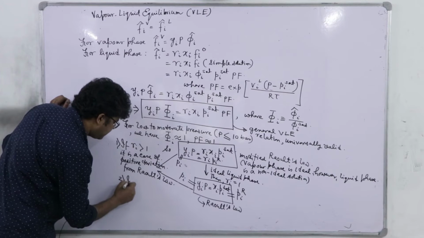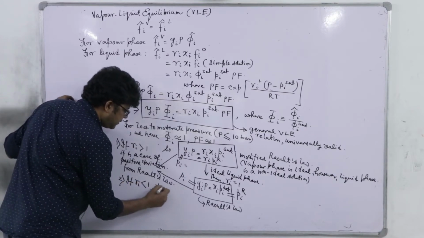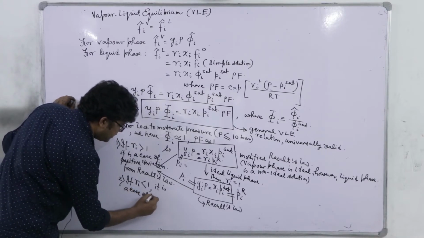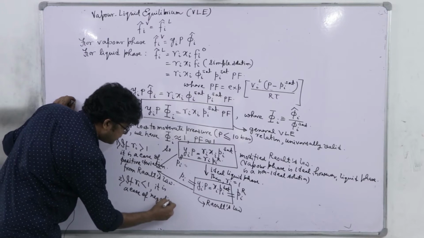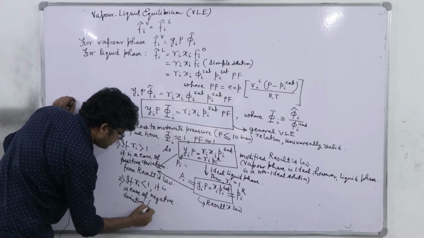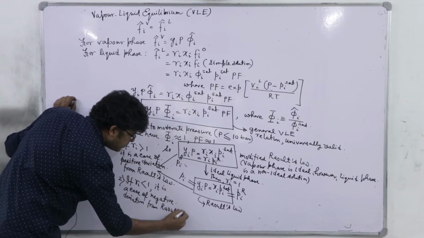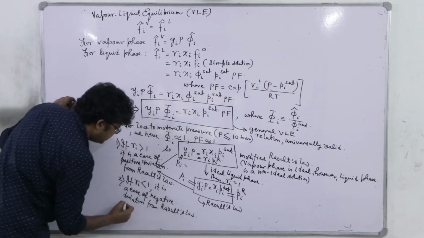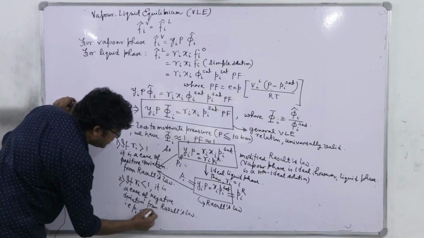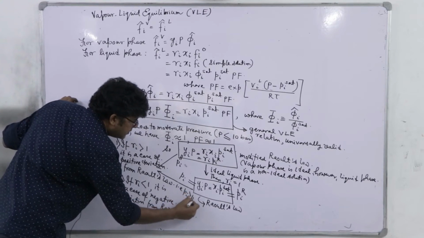And second, if gamma is less than 1, it is a case of negative deviation from Raoult's law. That is, here Pi, the partial pressure, is less than Pi R, and there Pi is greater than Pi R.